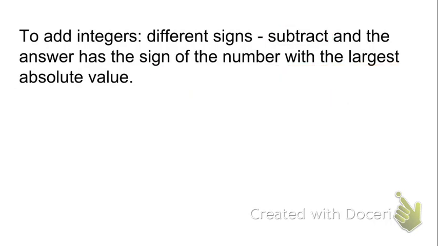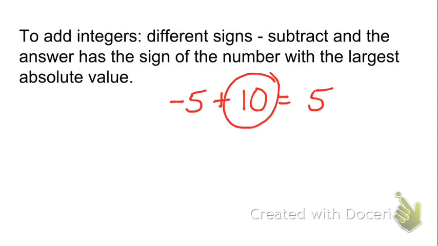So if we had this one, because this does seem a little bit harder, but it's the exact same principle. Negative 5 plus positive 10. Remember, we're going to subtract them. Even though the positive 10 is second, we're still going to subtract. 10 take away 5 is 5. And then we take the sign of the number with the bigger absolute value. 10 has the bigger absolute value, so it is positive 5.